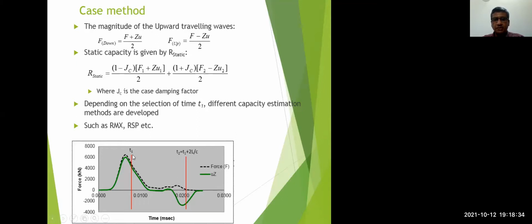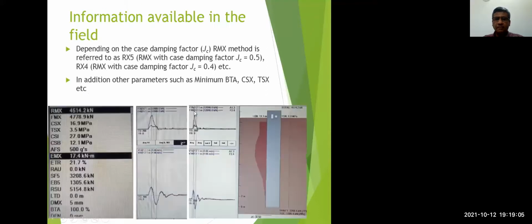And RSP is, if you consider the first peak only, the peak of the first peak, and then you have T2 at T1 plus 2L over C time away, right? So that is your RSP method. So therefore, you can see these depend on the JC value and also on the wave velocity that you assume, right? So this is a screen that is shown to the PDA operator, right?